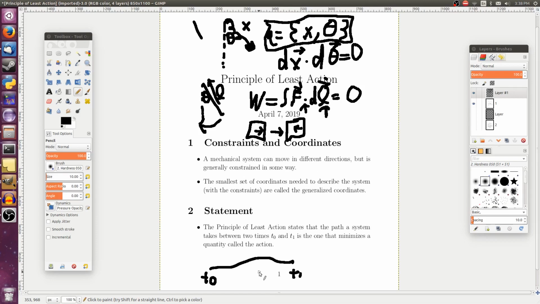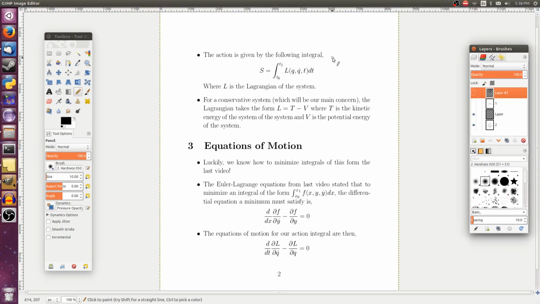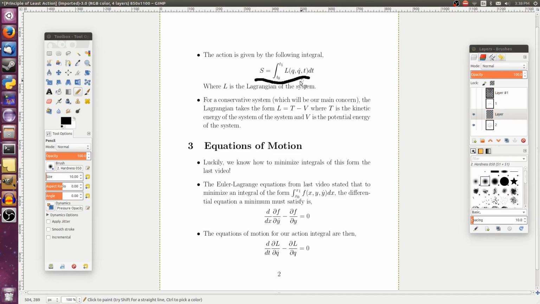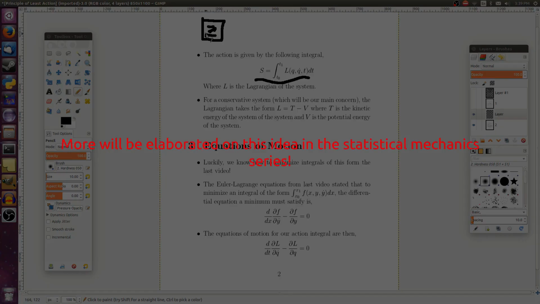Now, what exactly is the action? Well, I'm glad you asked. The action is going to be given by this integral right here. But what is this integral? Well, this function L right here is called the Lagrangian of the system. So our Lagrangian, if we have a conservative system, which is going to be our main concern, because at the most basic level, all systems are conservative. Like that collection of gas molecules in a box, if you look close enough, all those collisions and everything are going to be conservative.